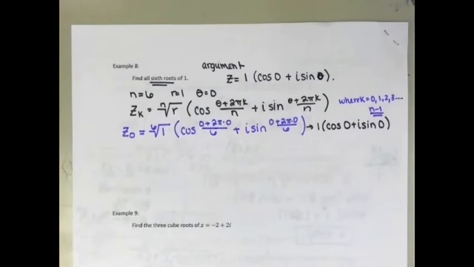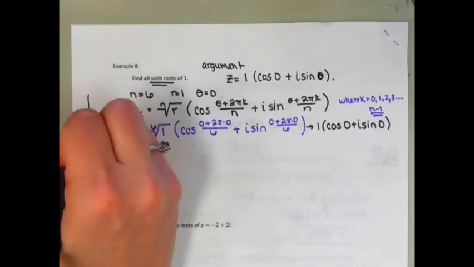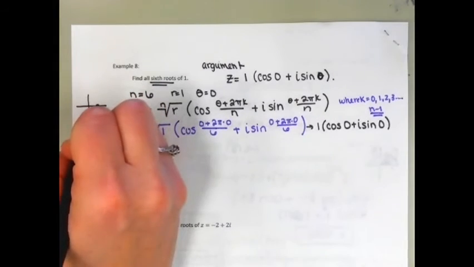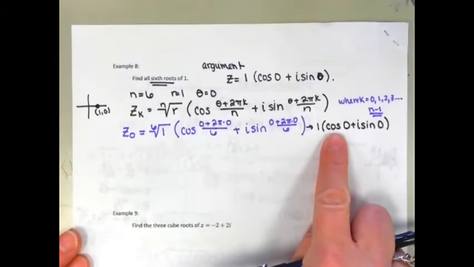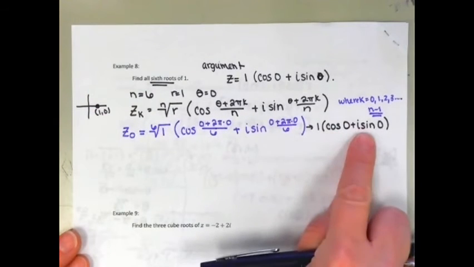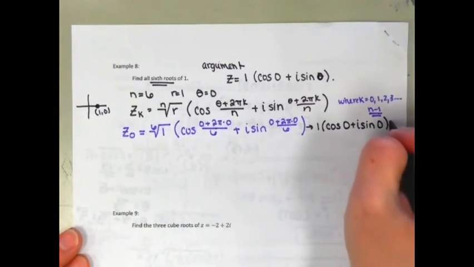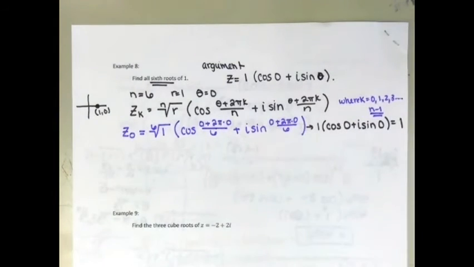What's the cosine of 0? Where is 0 on our unit circle? Right here, so that's the point (1, 0). So the cosine of 0 is 1, and the sine of 0 is 0. So what's 1 times 1? Just 1. So z to the 0 is just 1, the first term. Now let's go ahead and do it for when k is 1.